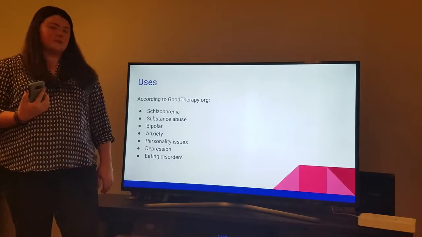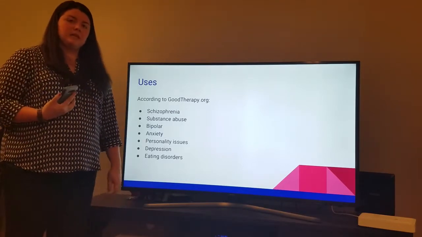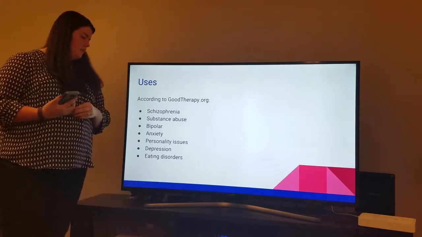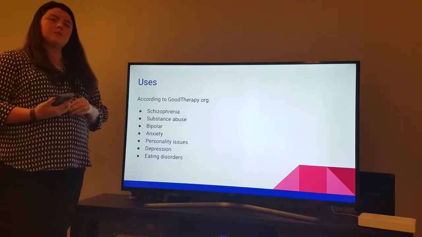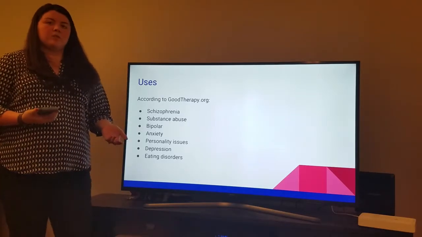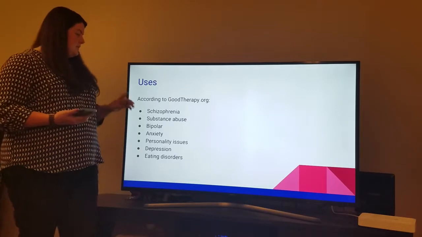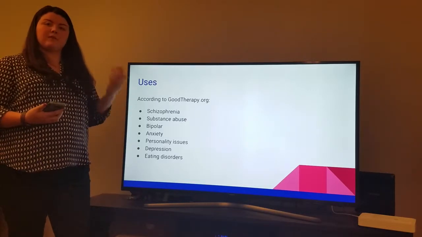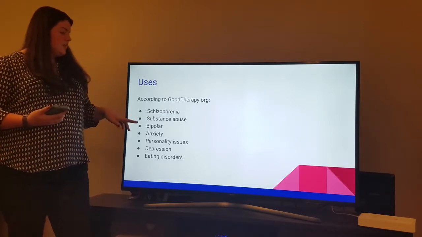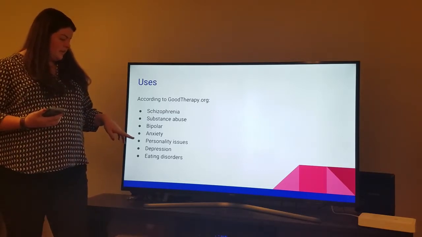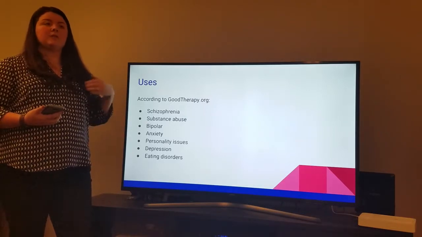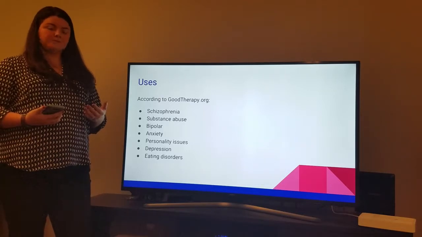According to goodtherapy.org, the uses of the Bowenian model include schizophrenia, substance abuse, bipolar, anxiety, personality issues, depression, and eating disorders. The reason these are important to note for the Bowenian model is because he understood that schizophrenia came from that really intense mother-child relationship. Substance abuse, personality issues, depression, and eating disorders can all come, again, from that multi-generational process.